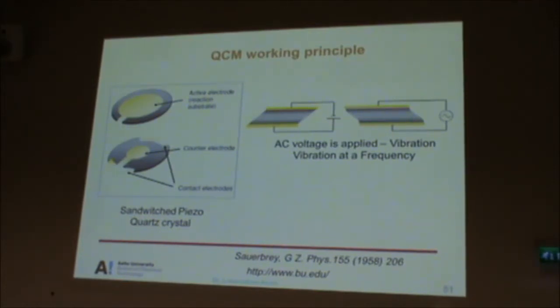Now, as I told you before, if you apply an alternating current to this entire setup, here the polarity is positive on this side and negative on this side. If you apply an alternating current, it is going to vibrate back and forth, and this vibration has a frequency.